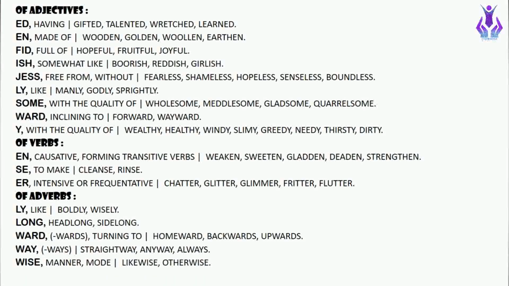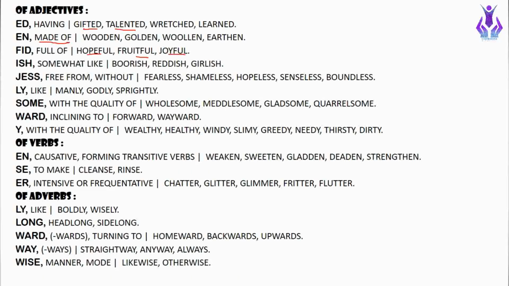Now when we add some suffixes to our primary words, that gives us adjectives as well. For example, when we add ed, it is in a sense of having. So here we can see gifted, talented, wretched, learned. When we put en, it is in the sense of made of, for example, wooden, golden, woolen, earthen. The next is ful. It is in a sense of full of, for example, hopeful, fruitful, or joyful.